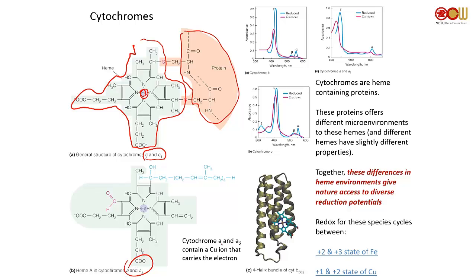Now cytochrome A and A3, instead of iron, has a copper ion. But copper can also do oxidation and reduction. So iron, Fe, can go from +2 to +3. Copper can go from +1 to +2. But pretty much the same thing. For our purpose, they can take 1 electron and donate 1 electron.